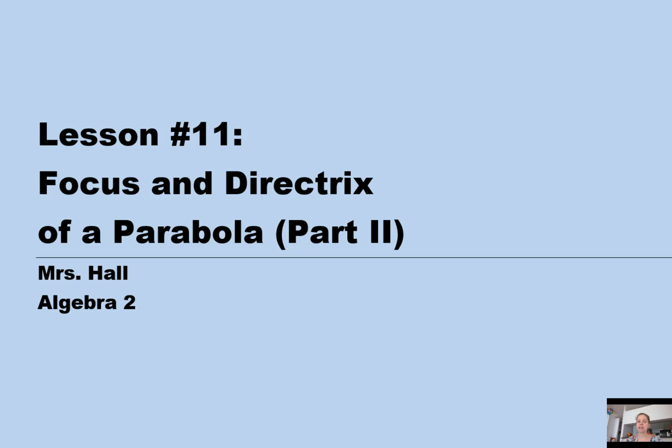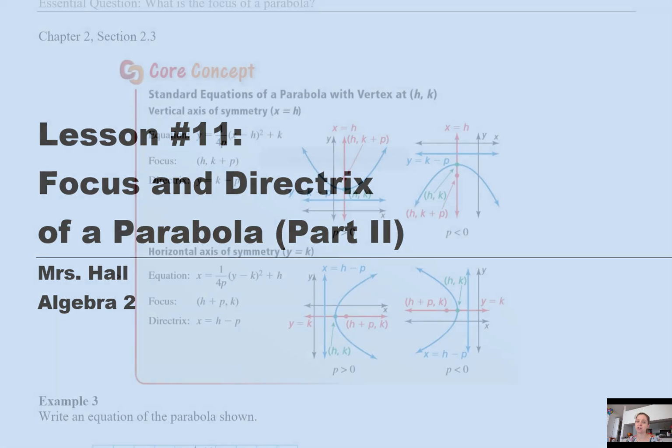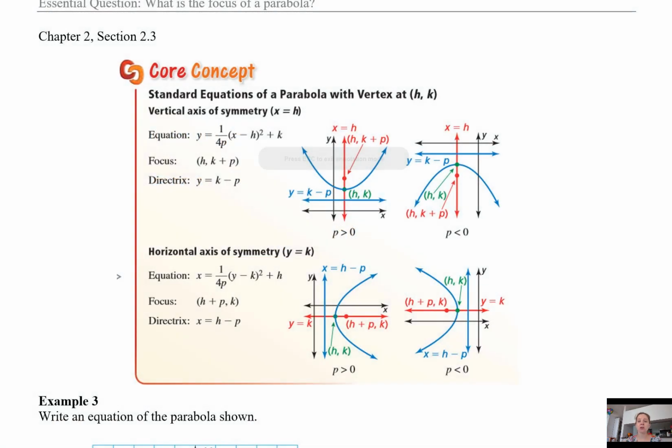Hi, I'm Miss Hall, and this is Lesson 11, Focus and Directrix of a Parabola, Part 2. In Part 1, Lesson 10, we looked at the focus and the directrix when the parabola had a vertex at the origin. In Lesson 11, we're going to look at what the equation is when the parabola has a vertical or horizontal translation, or both.